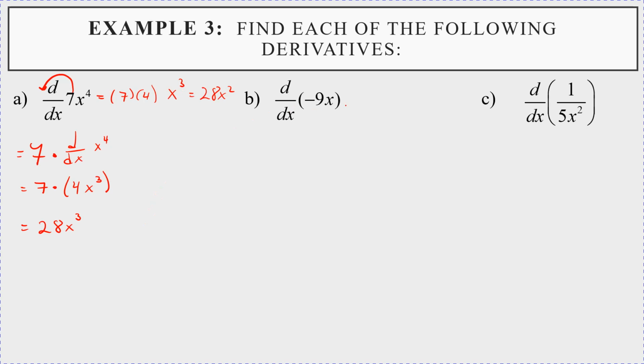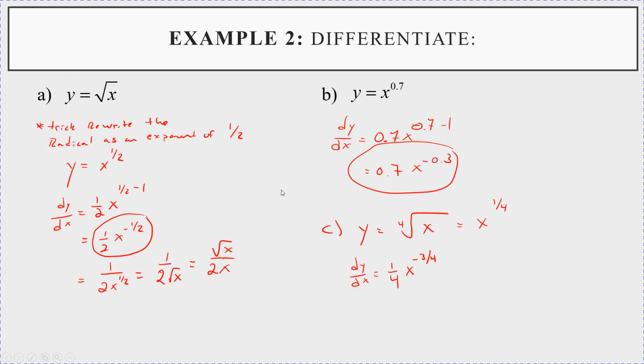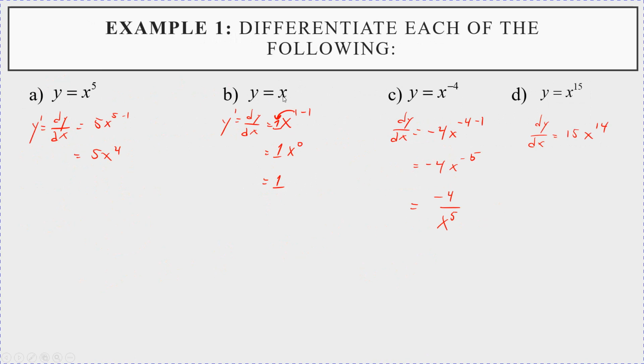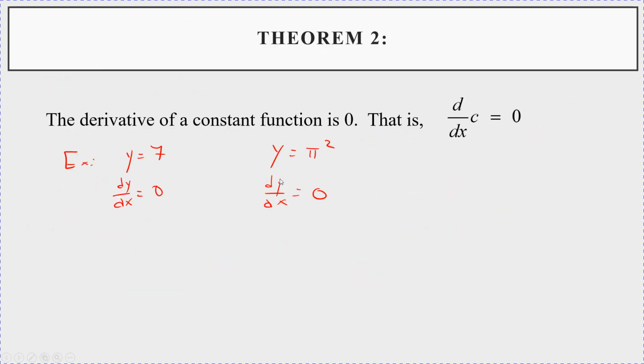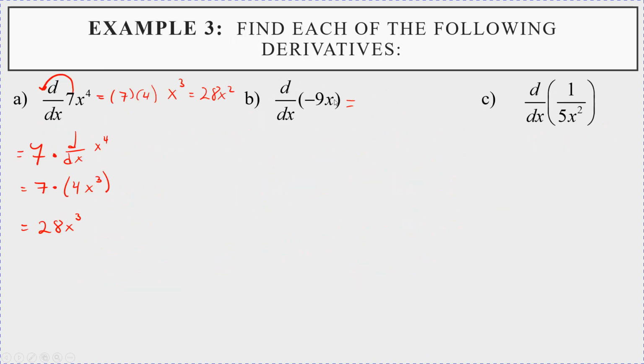Okay, so this one here, the derivative here, when you take this, you have the negative 9 times x. Well, what's the derivative of x? Let me just go back real quick. We saw this. The derivative of x is just 1. So the answer here is just negative 9 times 1, which is just negative 9.